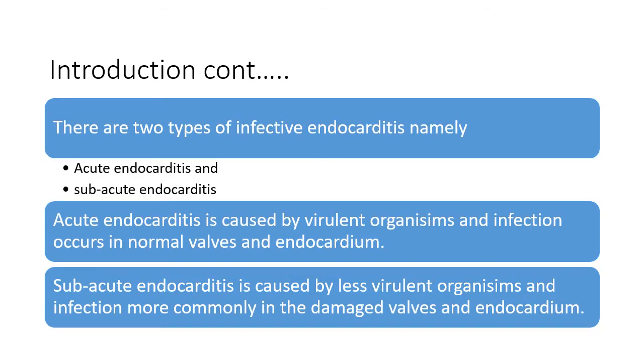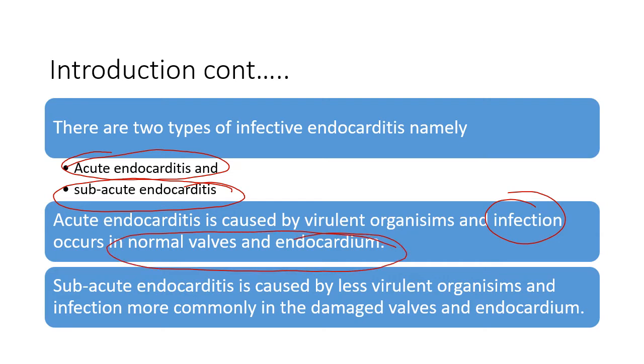We say generally infective endocarditis can be grouped into two types. We have acute endocarditis that is caused by virulent organism, and we have subacute infective endocarditis, which is caused by less virulent microorganism. Of course, the virulent microorganism, which are bacteria I'm talking of, can affect the normal valve, that is a native valve, while subacute infective endocarditis normally occurs in valves which are already damaged.